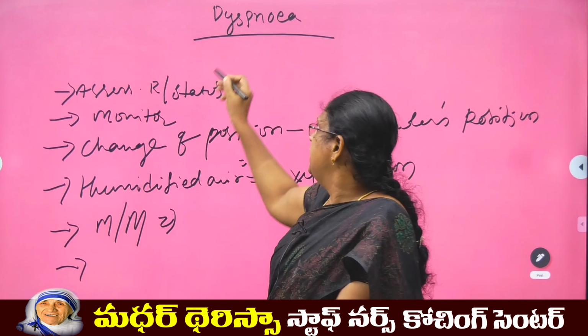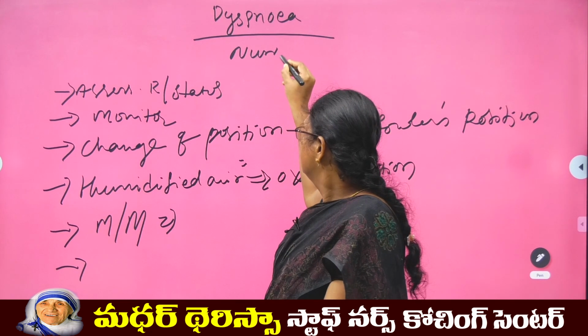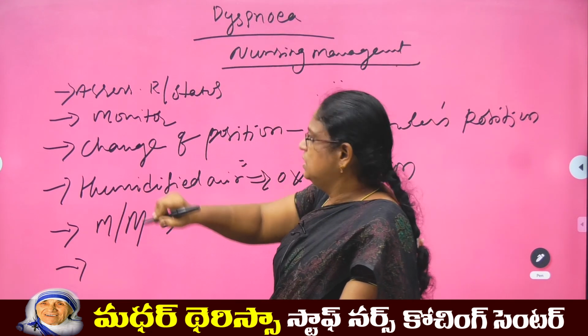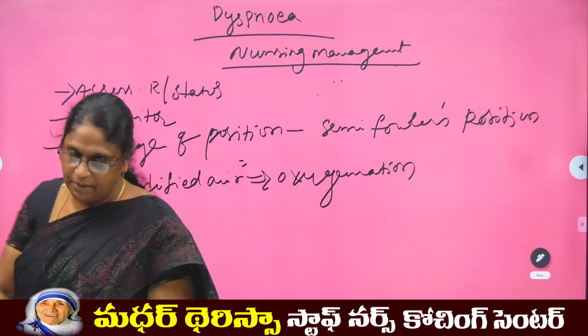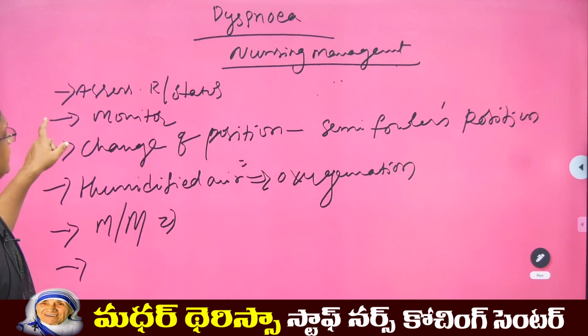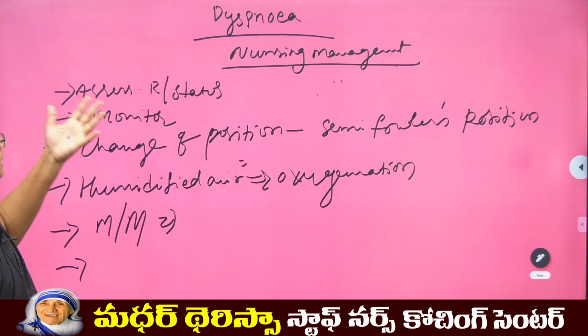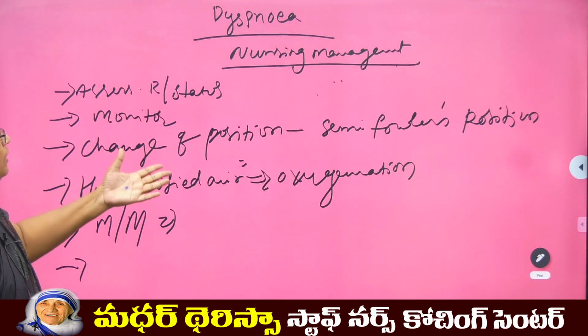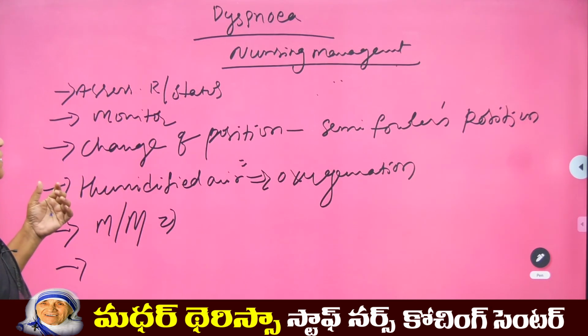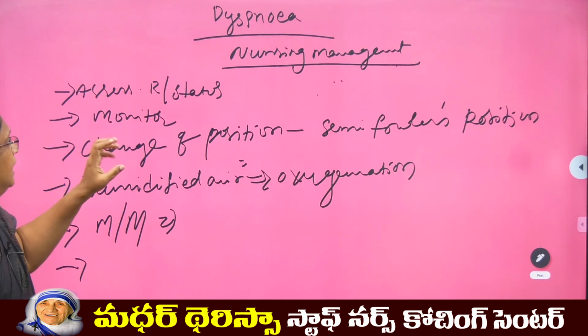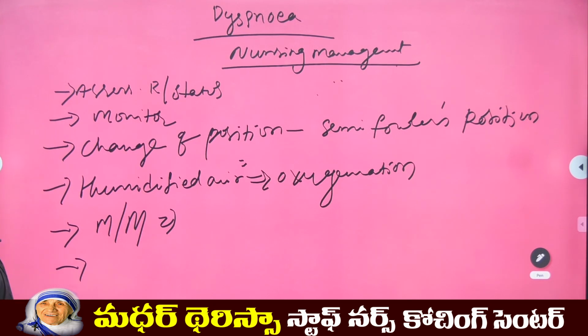Coming to the nursing management. As a nurse, when we manage a patient with dyspnea, assess their respiratory status. What is the respiratory rate? We have to see the labored breathing and the reason for their dyspnea. We have to analyze and monitor the status of the patient as the patient is getting into dyspnea. Do not leave the patient like that. Once you manage the case, continue to monitor the patient.